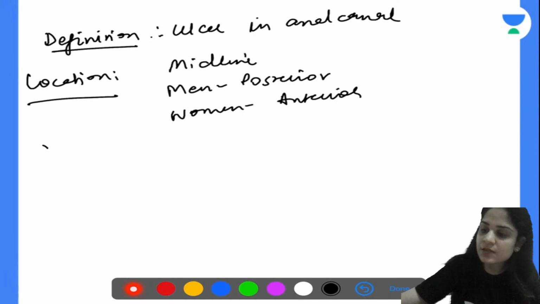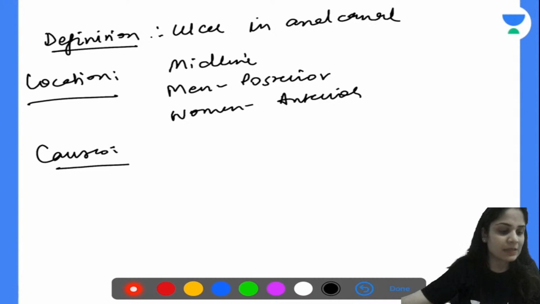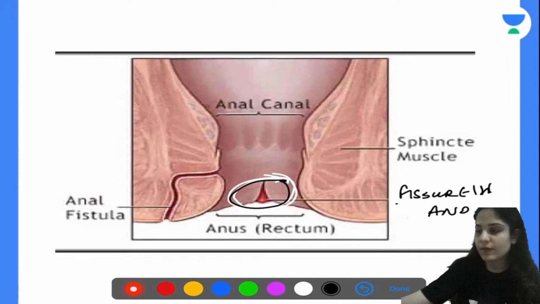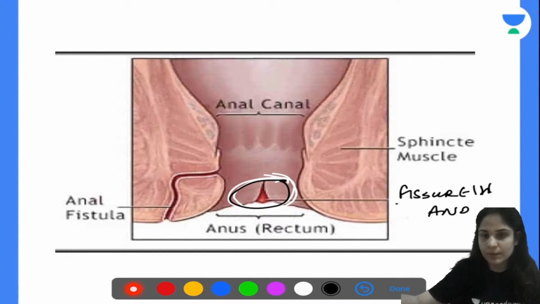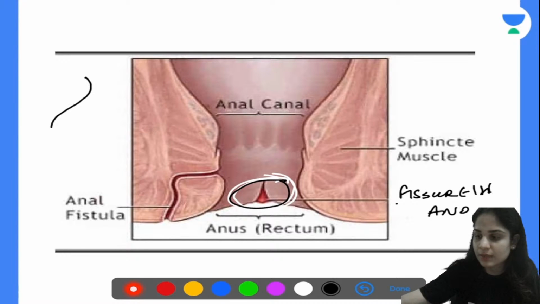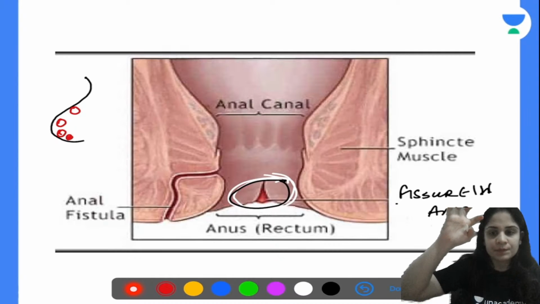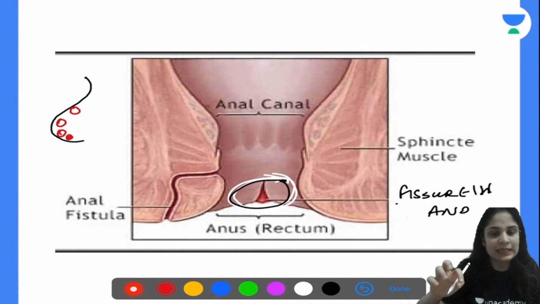Then they will ask you what the causes of a fissure are. So why is this ulcer basically formed? This ulcer is formed whenever you have hard stool that passes down. You know that there is a curvature of the sacrum and the rectum like this. So when the hard stool passes down from this curvature, it will cause a tear in the anal valve and lead to formation of a fissure.